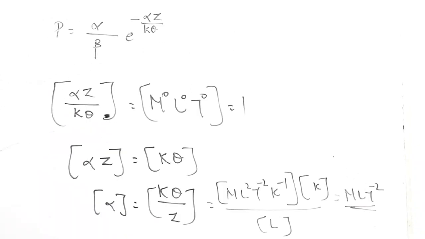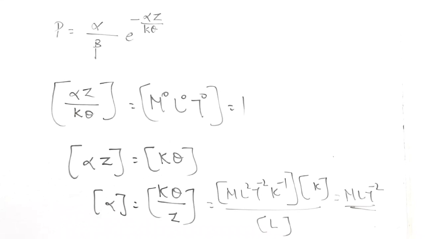We all know that this is simply a number, and the power shows how many times we have to multiply e. That is, alpha z by k theta is also a number. So the dimension of alpha z by k theta is nothing but m raised to 0, l raised to 0, t raised to 0, which is equal to 1. That is, dimension of alpha z equal to dimension of k theta, or dimension of alpha equal to k theta by z.